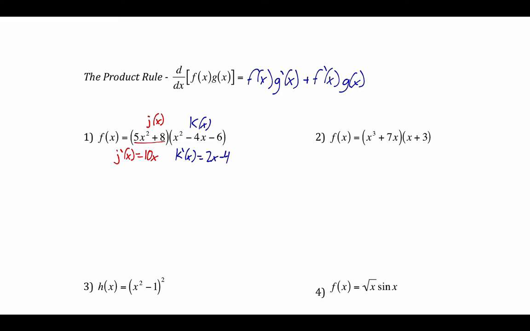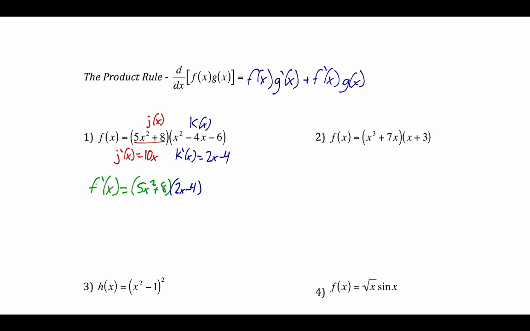So taking the derivative of the whole function, f prime of x, I'll do that in green just to make sure I'm not conflicting colors. So we got f prime of x. We're going to take f of x, the first function I should say, which was 5x squared plus 8, and multiply it by the derivative of the second one, which was 2x minus 4.